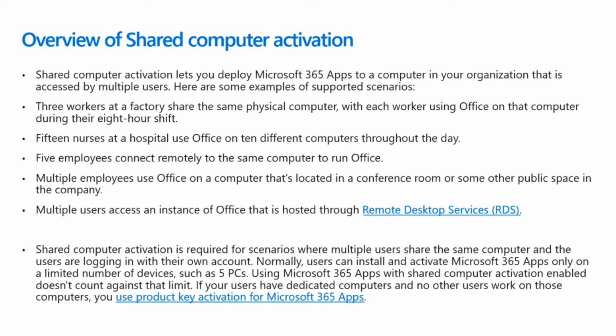So talking about some of the scenarios, first thing would be, let's say there are 3 workers who are working at a factory, and they share the same physical computer, and all 3 of them work 8-hour shifts, but their timings do not overlap. So they can use the same physical computer, and they can use SCA, shared computer activation, and as soon as they log into their profile, they will be able to see their workspace.